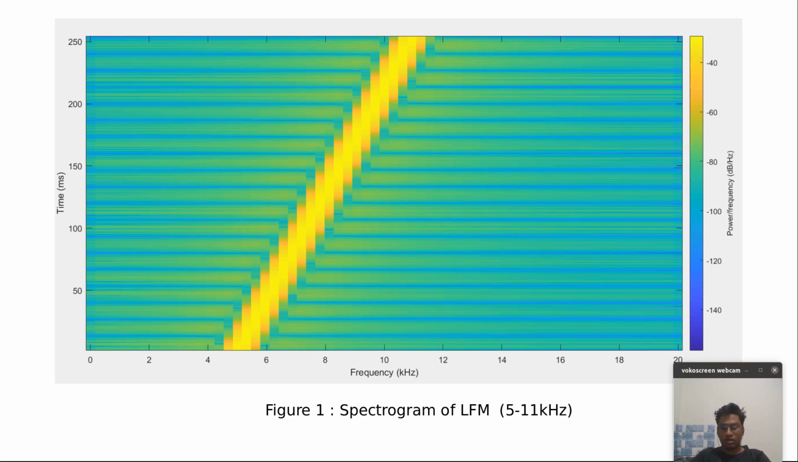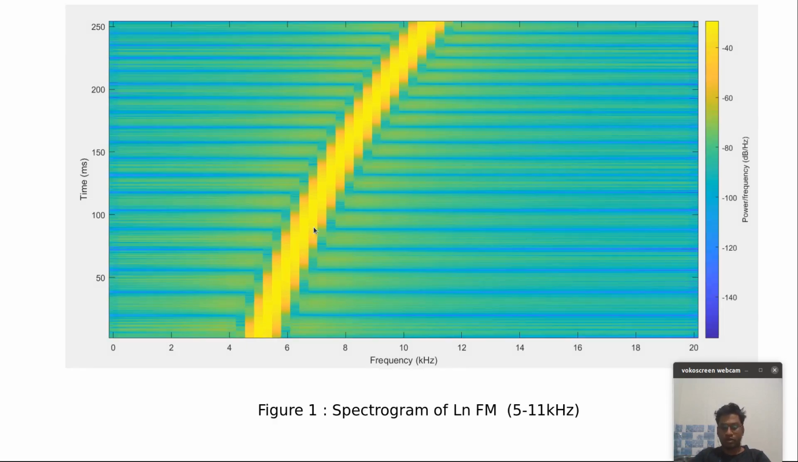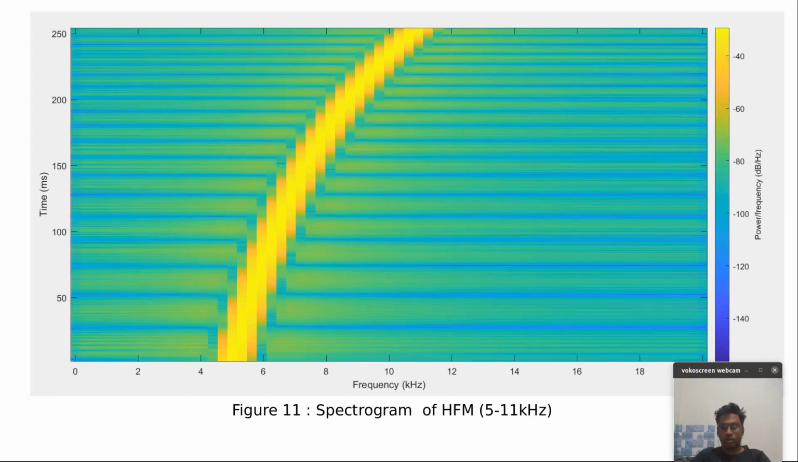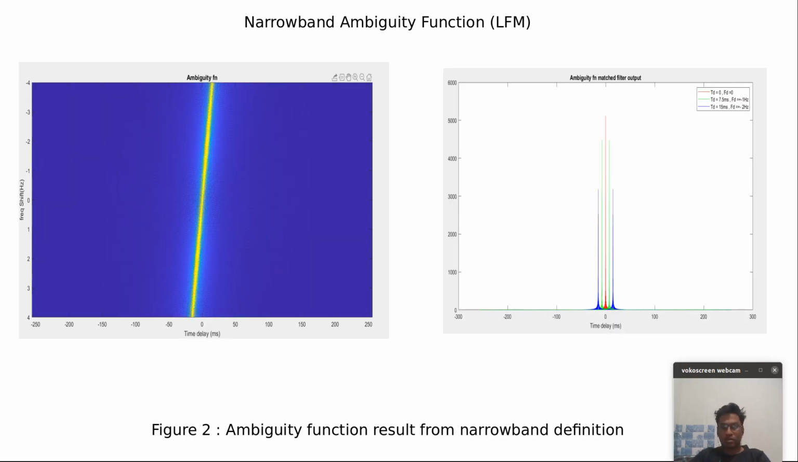So our signal band is 5 to 11 kilohertz. This is the spectrogram of LFM, and this is the spectrogram of logarithmic FM, and this is for quadratic FM, and this is for hyperbolic FM. So now we'll pass these signals through the narrowband ambiguity function definition and the wideband ambiguity function definition, and we'll analyze the signals in both contexts.